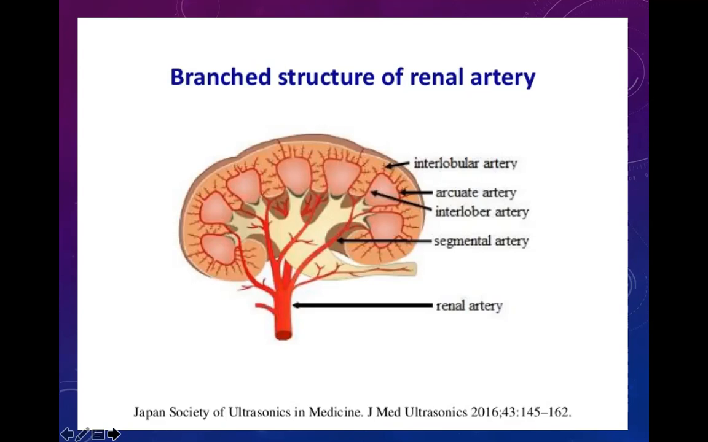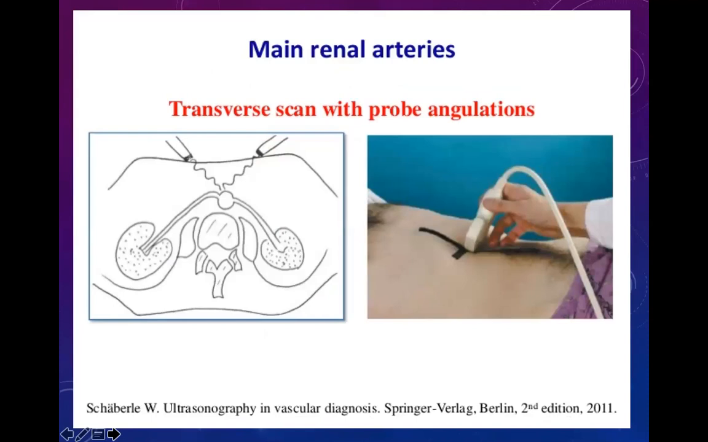And even after transplants, it is very important to see which segment is getting supplied and whether some segments are not getting supplied. So you should know about the flows of the renal arteries. For the main renal arteries, the transverse scan with probe angulation, this is how it should be done. And this is where you have to place your probe. The plus that you see here is actually the location of the renal arteries where you have to place your probe to look for the renals.